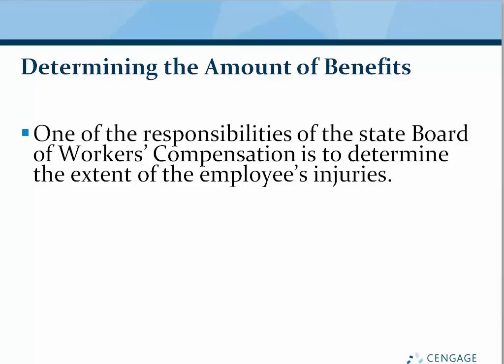Now, as we've previously mentioned, the compensation is going to be based on how or where the employee is injured, but in a lot of cases that's not too clear. So one of the things the Workers' Compensation Board does is to determine the extent of an employee's injuries and whether or not they are work-related. And that's, of course, appealable if the employee doesn't agree with the outcome.